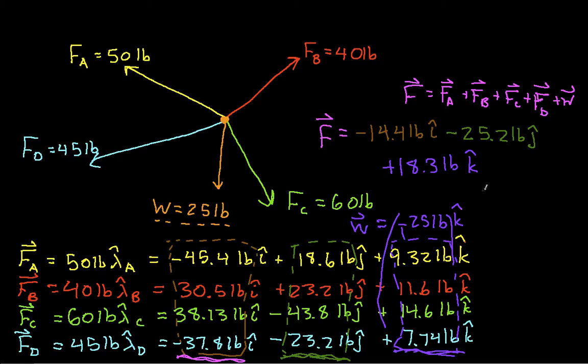So there you have it. The resultant of the force, well, of these five forces on the camera platform, is given by this expression for F. And I guess I could now, if I wanted to, find the magnitude of F. I'll leave that as an exercise to the interested reader. And find a unit vector that goes in the same direction as F. But again, I'll leave that as an exercise for the interested viewer.